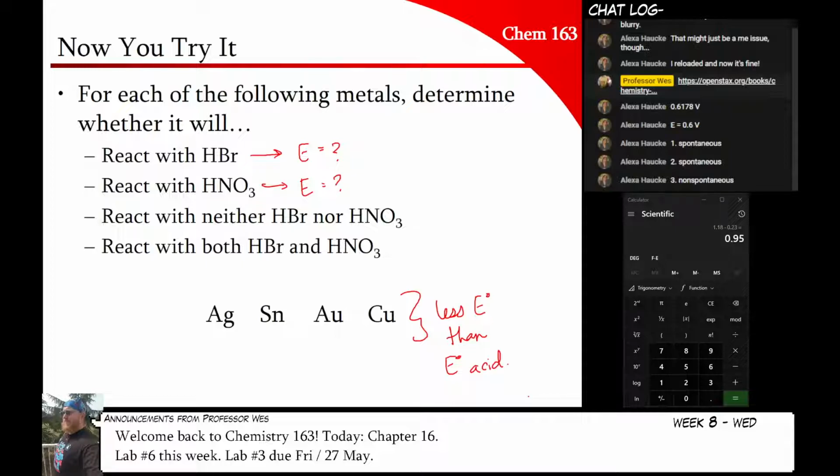Now, when would you be in a situation where it would react with neither or both? Well, neither would mean it's above both of them. Both would be, it's below both of them. So, tell me which metals do what. Maybe like 6 or 7 minutes to play around with the standard reduction potential chart. And we'll go over the answers in just a little bit.